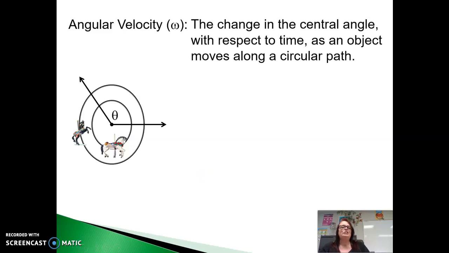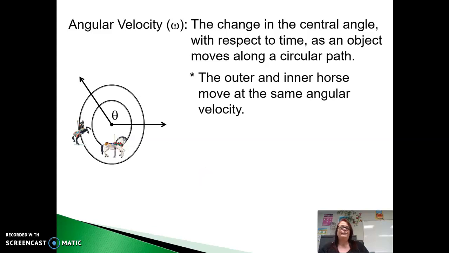So it's the change in that theta, that central angle, with respect to time, as the object moves along the circular path. So the outer and the inner horse move at the same angular velocity if they're in the same row on the carousel. And so when we talk about the change in the angle with respect to time, that's going to be theta over t.